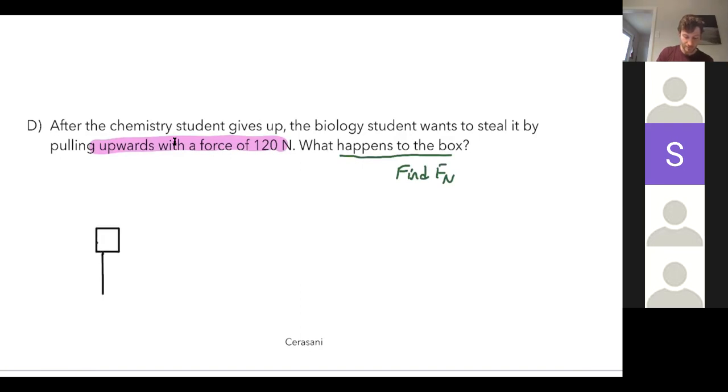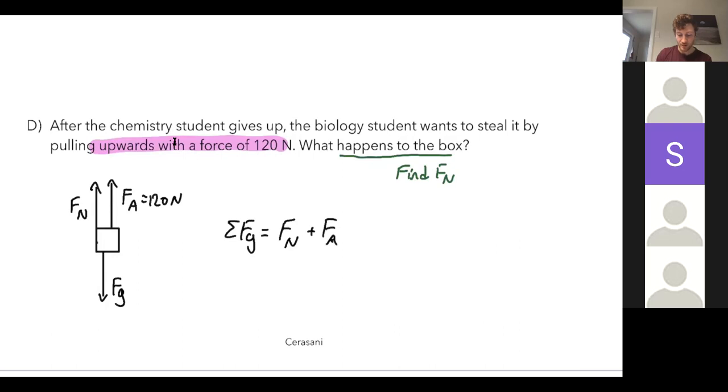There we go. So we've got our force of gravity going down. We've got our normal force going up. We've got our applied force, which is now equal to 120 newtons going upwards. So the sum of the forces in the y direction is going to be Fn plus Fa minus Fg.